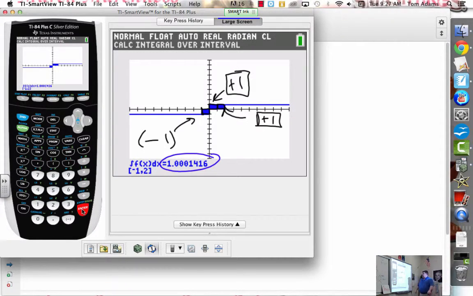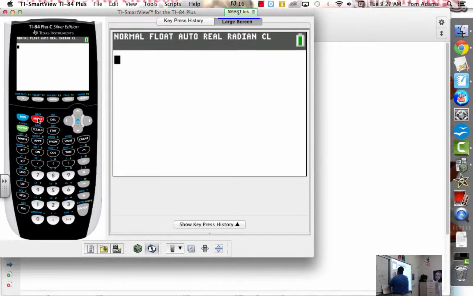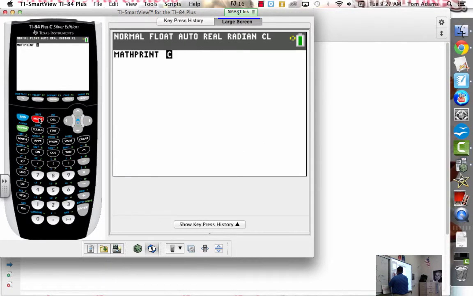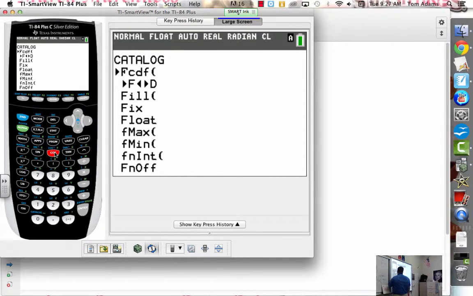So if I were to plug this into my calculator, using the function integral, so in other words, if I hit second catalog, hit the cosine button to get me to the f's and go 1, 2, 3, 4, 5. Mr. Adams, it's in math. Is it in math? Yeah, it's number 9 in math. Okay.